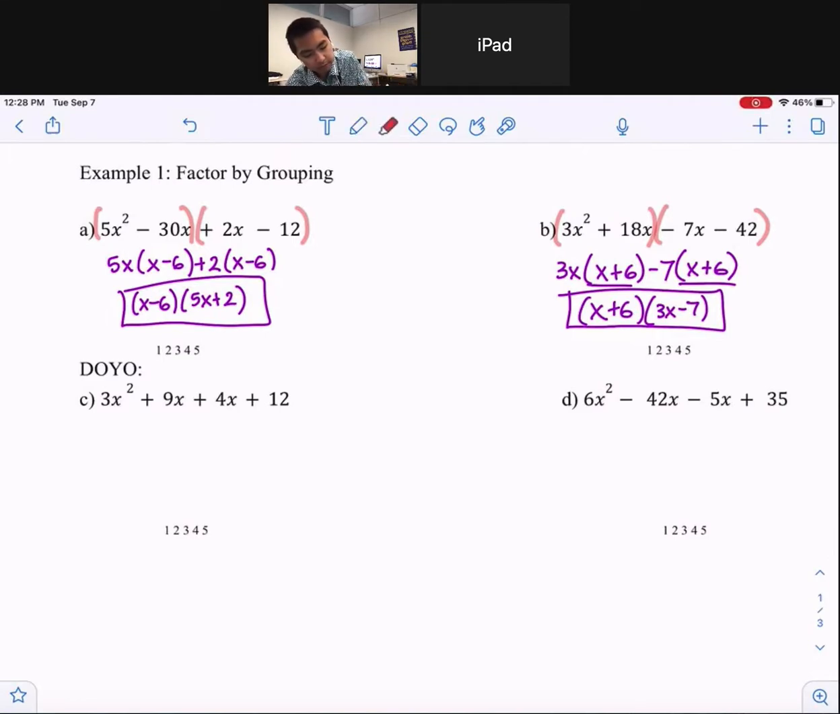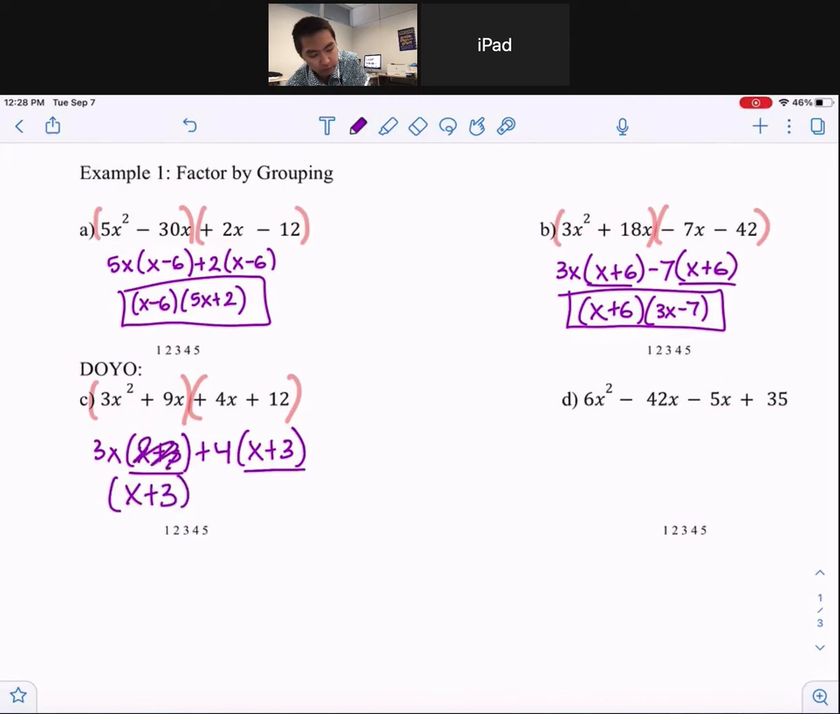Okay, part C. We're going to group. There is no number we can factor out from all. What can we factor from here? A 3x to get x plus 3. From the second grouping, we can factor out a 4 to get x plus 3. Perfect. These are the same, so we're going to factor those out, x plus 3, or we're going to take it away from both, right? And then we get 3x plus 4 in the other parenthesis.